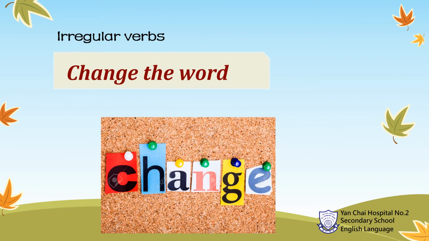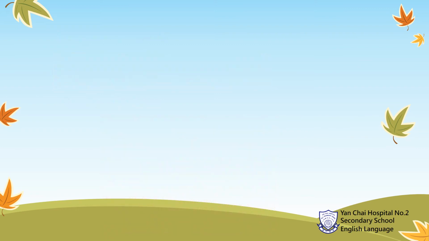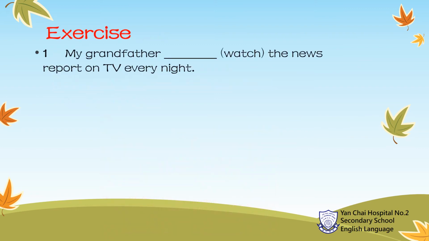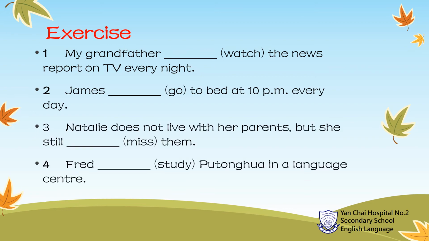For some of the irregular verbs, we will just change the whole word. For example, we change have to has. Time for exercise. You need to finish the following sentences by writing the correct form of verbs in brackets. You have a timer on the right hand side.